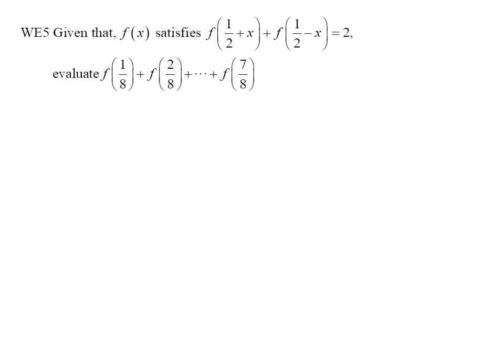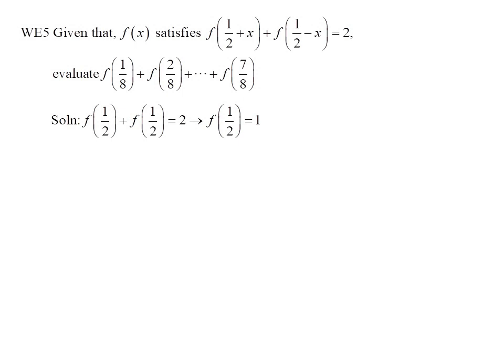Example 5 is a function satisfying f(1/2 + x) + f(1/2 - x) equals 2. The question is to evaluate the expression f(1/8) plus f(2/8) plus all the way up to f(7/8). Based on the given equation, we set the value of x to 0 first, hence we have found f(1/2) plus f(1/2) equals 2. So f(1/2) equals 1.